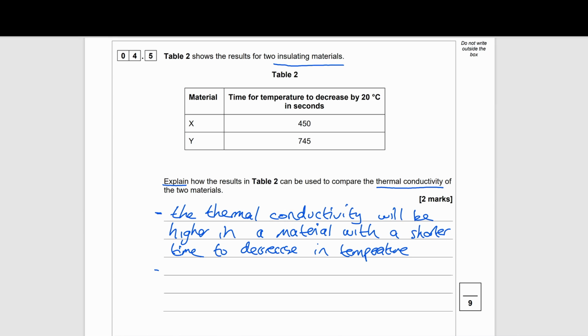But what does this actually mean? Well, if it's thermal energy that we're talking about, it's really to do with the transfer of energy. So, in this case of our table, X has a higher rate of energy transfer.